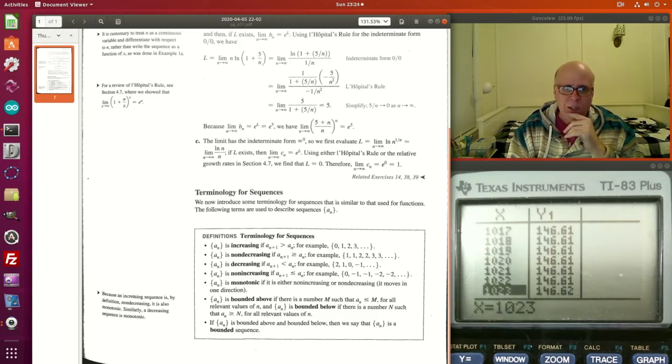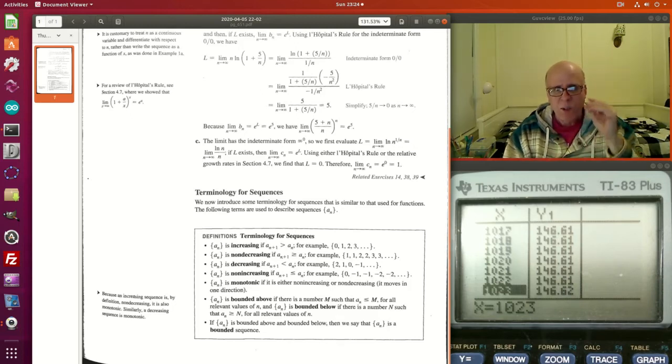There's this box at the bottom of page 151 that we need to make sure we're all good with. Basic terminology for sequences. You say a sequence is increasing if the next term, the n+1 term, is always bigger than the nth term. That sort of makes sense. As you move to higher and higher values of n, it gets larger. So we call that an increasing thing.